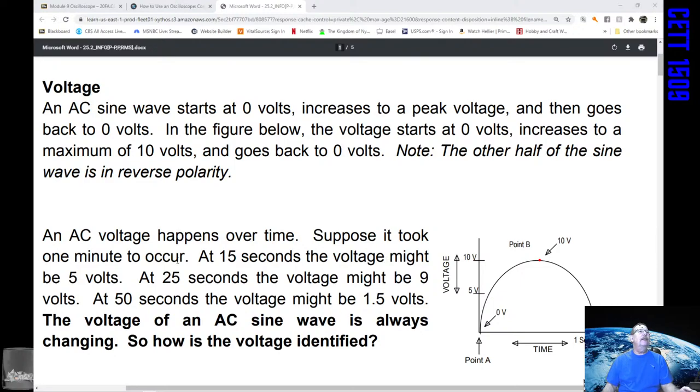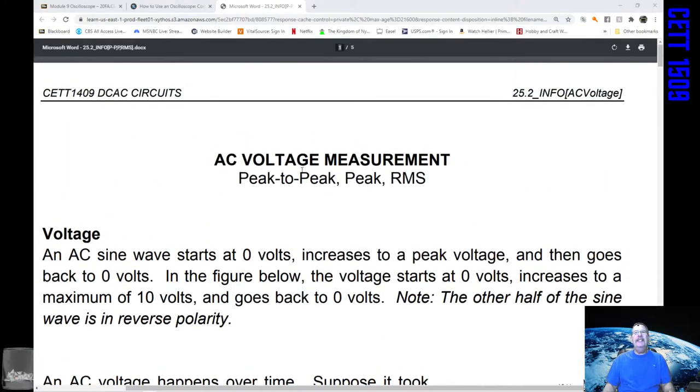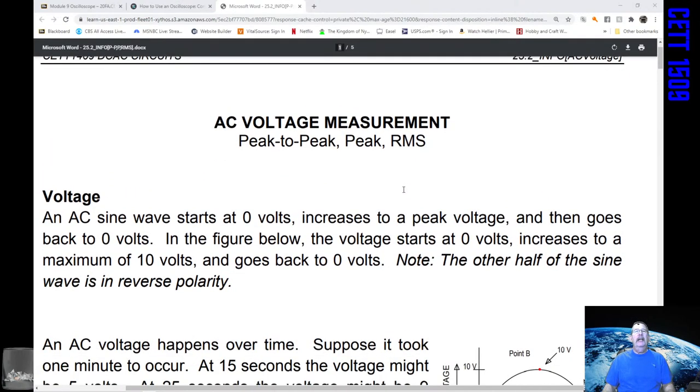We're going to talk about AC voltage measurement, or what's called peak-to-peak, or peak, or RMS voltage. And you probably knew this, but maybe you didn't. The AC power that comes out of the wall is not 120 volts. Anyway. So let's talk about voltage.